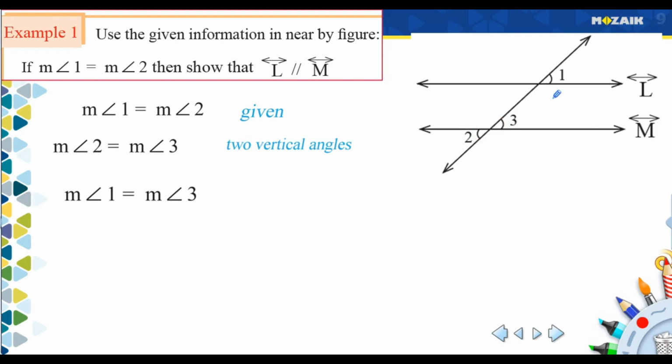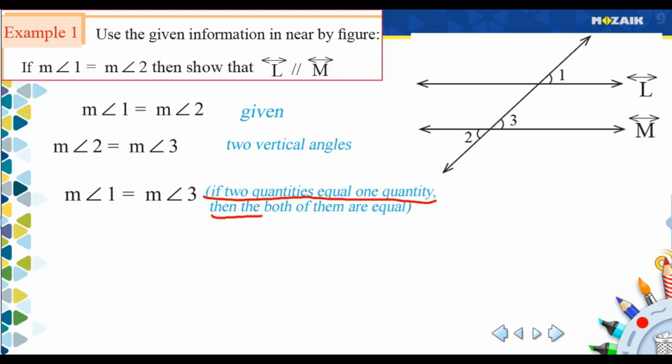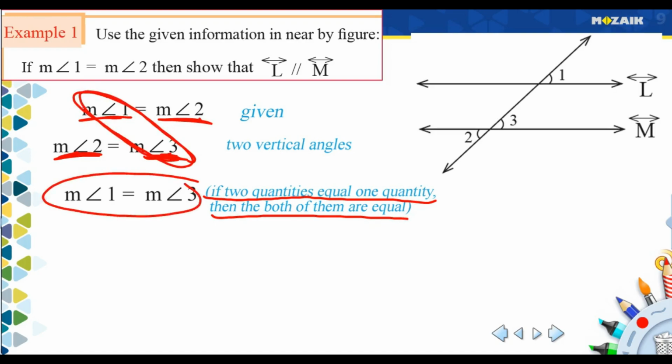Then that means measure angle 1 equals measure angle 3. Why? If two quantities equal one quantity, then both of them are equal. Measure angle 1 equals measure angle 2, measure angle 2 equals measure angle 3. That means measure angle 1 equals measure angle 3, since if two quantities equal one quantity, then both of them are equal.